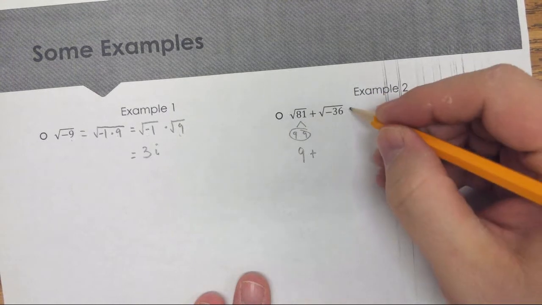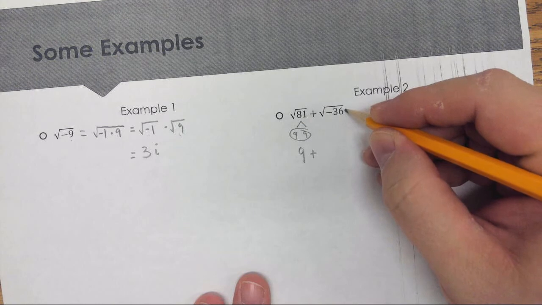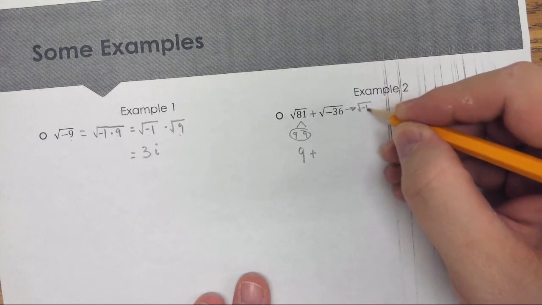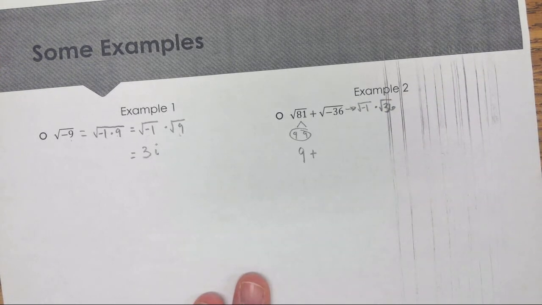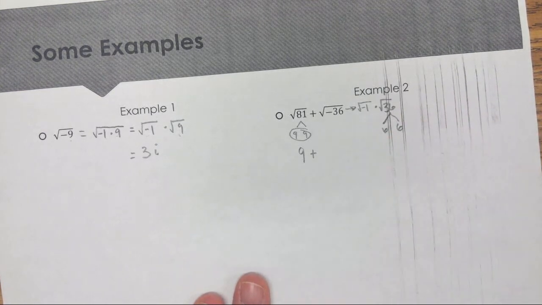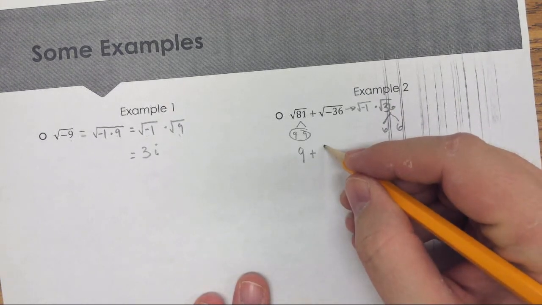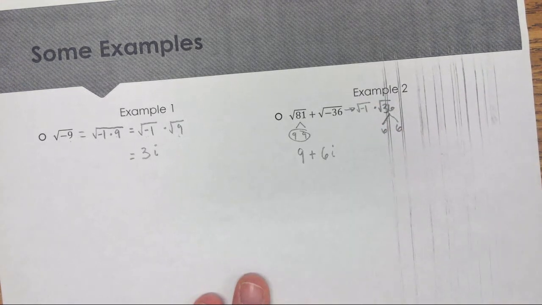But then I've got the square root of negative 36. I know that the square root of negative 36 is the same as the square root of negative 1 times the square root of 36. Well, 36 is 6 times 6, so that's a perfect square, and the square root of that is 6. And I know that the square root of negative 1 is i. So if I have a problem like this, I get 9 plus 6i.